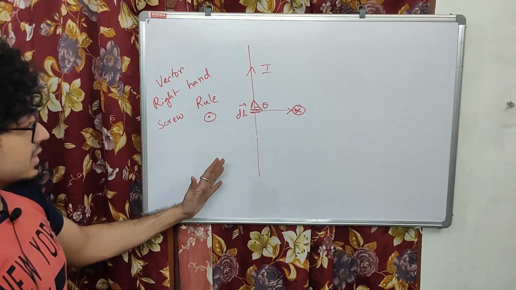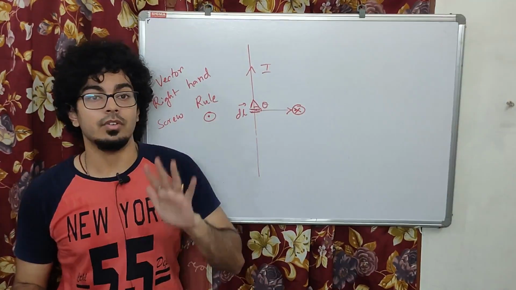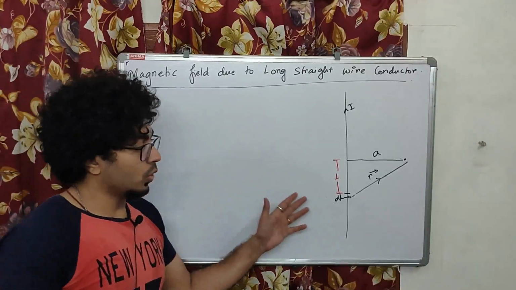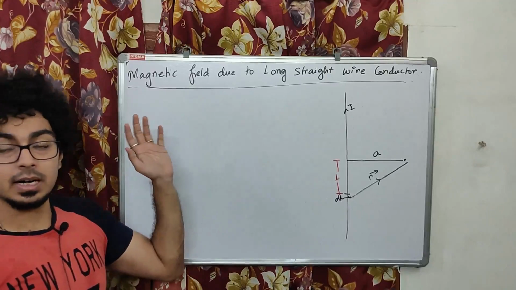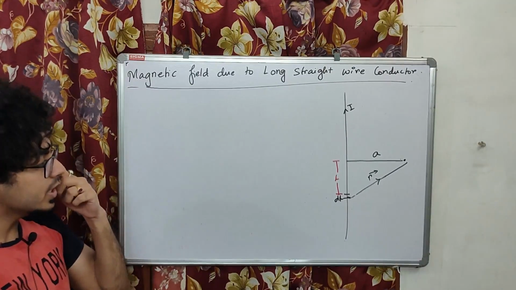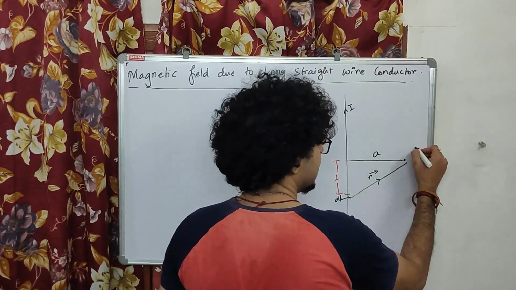Now we are going to understand the application of Biot-Savart law. I hope you have understood the direction of the magnetic field due to the current carrying conductor. So now this is the part I was talking about, the application of Biot-Savart law. We are going to find the magnetic field at this point P.